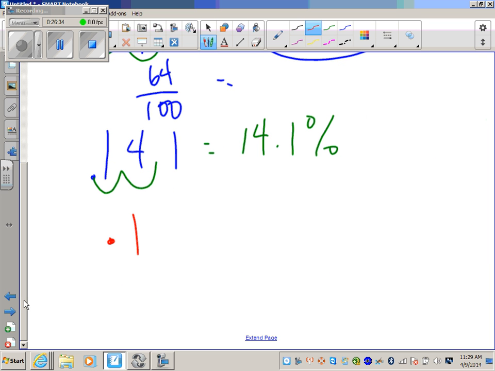Point 1. 1, 2. So I need a 0 there. I got to fill in that place. Yes. You have to add a placeholder here. Okay. Good. You got it?